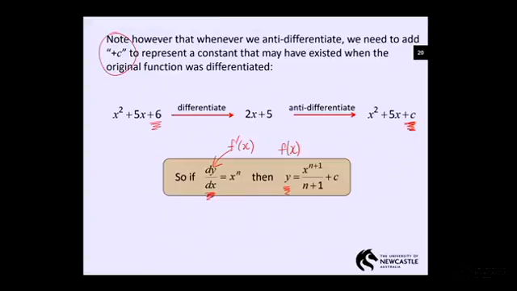So what did the words say? The power goes up by 1, and you divide by that power. So it's going to go up by 1, and whatever the number is you write there, you will also write it underneath that particular term, and you're not going to forget your plus C. So put a big highlighter on that plus C.